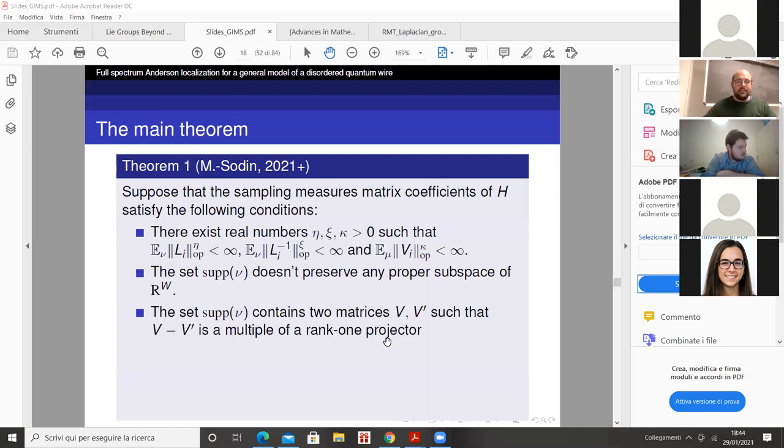And the support of the probability measure of this nu, this is the opposite, this nu is the probability measure of the potential, not of the OP matrices. For the OP matrices you have a very relaxed condition: it has to contain a multiple of a rank one projector, basically a matrix with all zeros and some scalar at some point of the main diagonal. Then you have spectral localization.